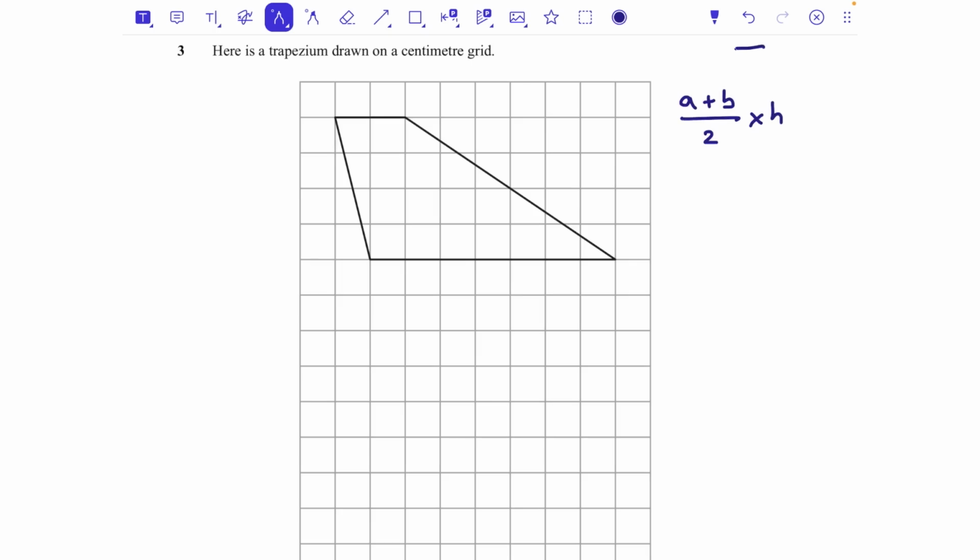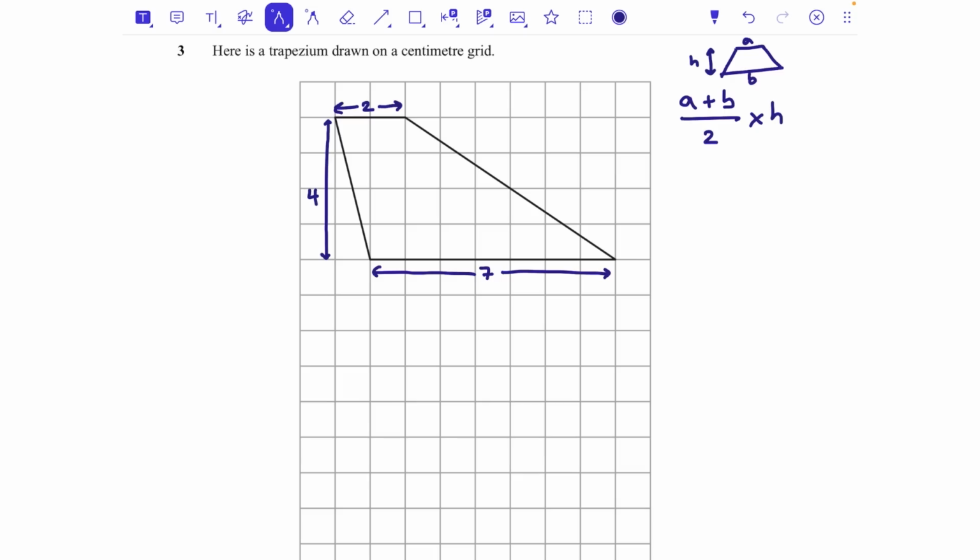height, where A and B are your 2 parallel sides. So this would be A, this would be B, and H is your height going straight up. So here we can see that A is 2. We can also see that B is 7. That's the distance from here to here. We know it's 7 centimetres because it says it's on a centimetre grid. So we've got 2 squares there and 7 squares there. And the height, that needs to be perpendicular, which means going straight up. So that's going to be 4.